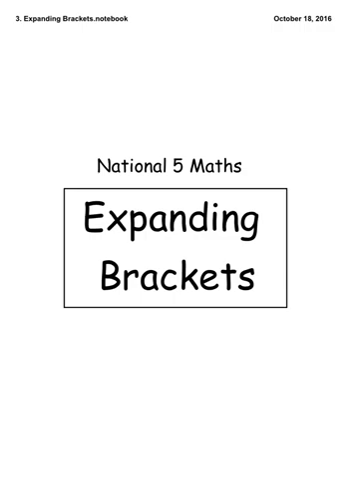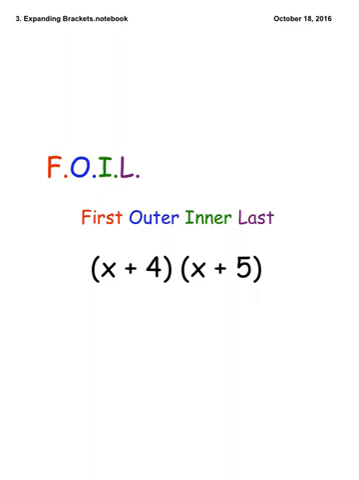Today we're going to look at expanding brackets. The way in which we expand brackets is to use the method FOIL, or first, outer, inner, last. When multiplying these brackets out, we need to multiply the first two terms, the outer two terms, the inner two terms, and then the last two terms. I'm going to walk you through that slowly in the next couple of slides.